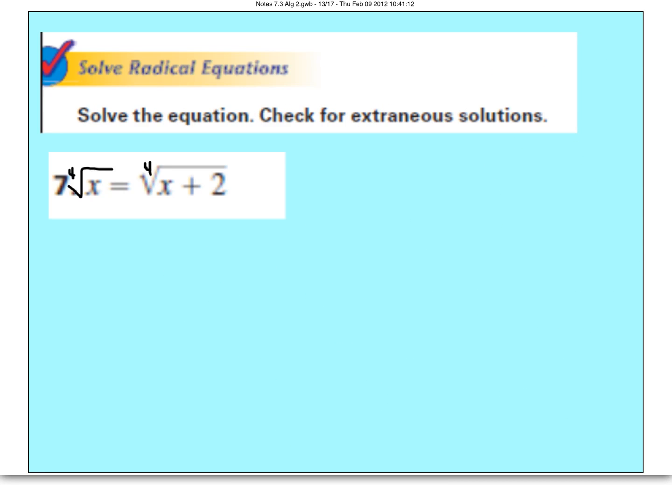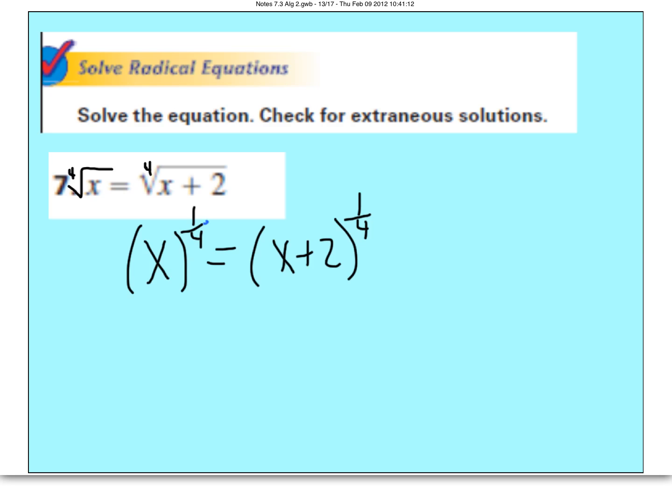Let's look at this last one here. So again, I'm going to rewrite the radical. This is a 4th root, so that's the 1/4 power. Another 4th root here. Everything is locked in with the 4th roots, so I'm going to multiply by the reciprocal of 1/4, which is 4/1. That little exponent frees everything up. I get x equals x plus 2.